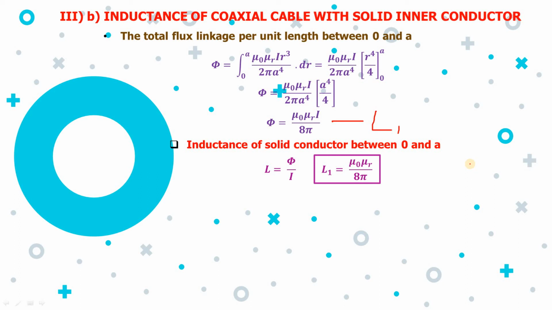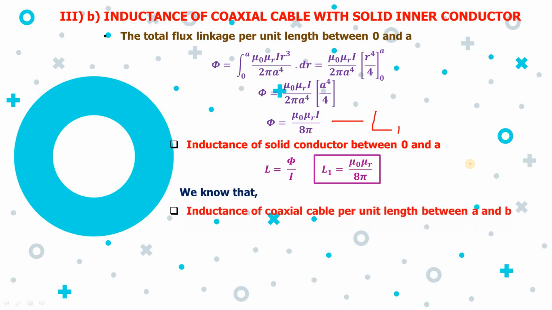What is the next part? Actually, this coaxial cable has an inner radius A and an outer radius B, right? So now you need to consider the general case of the inductance of a coaxial cable. We know that the inductance of the coaxial cable per unit length between A and B is given by the expression, let that be L2. So L2 is equal to mu naught by 2 pi ln B by A. We already discussed this expression in the first part, right?